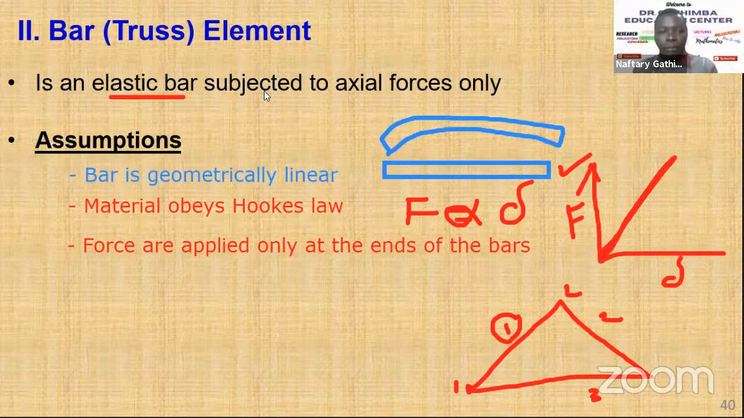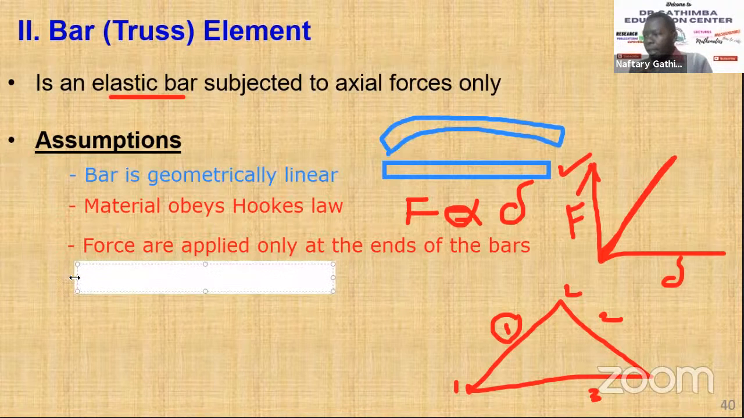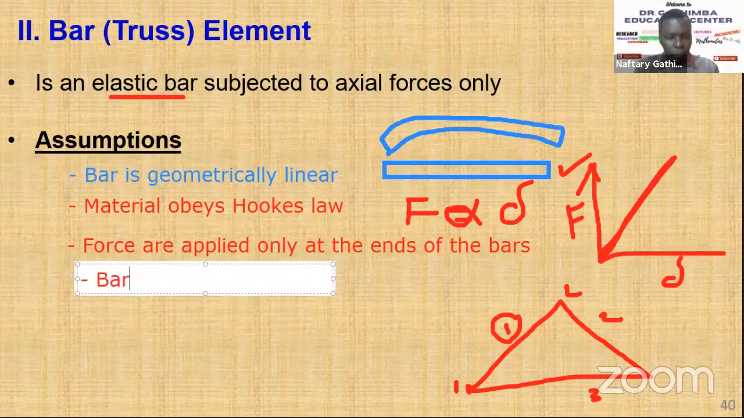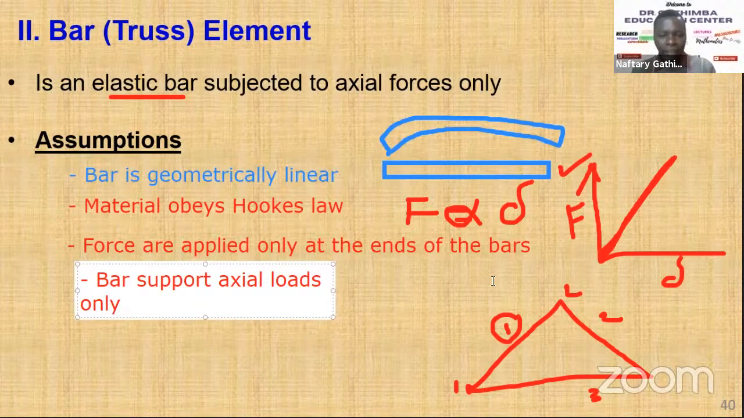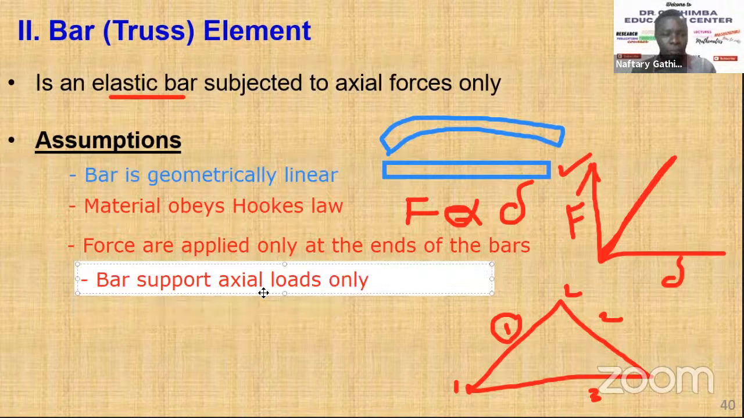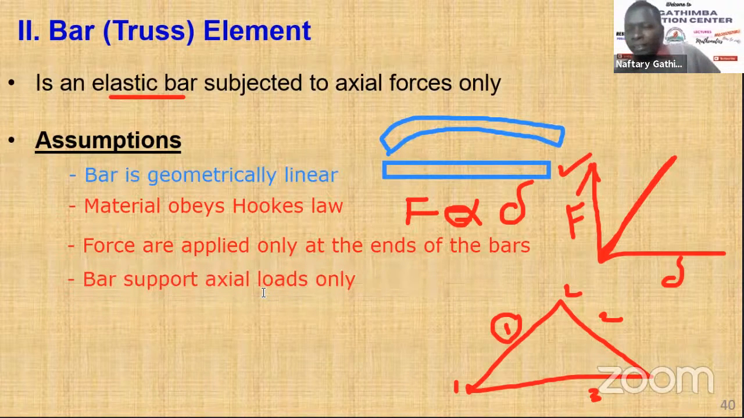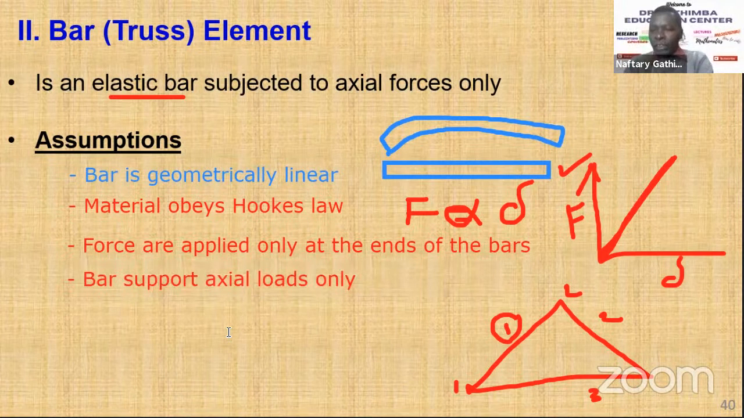Now, the final assumption that is made is that the bar will support only axial load. So the bar supports only axial loads. What does that mean? This is like taking you back to the analysis of trusses, where you are talking about the method of resolution at joints.